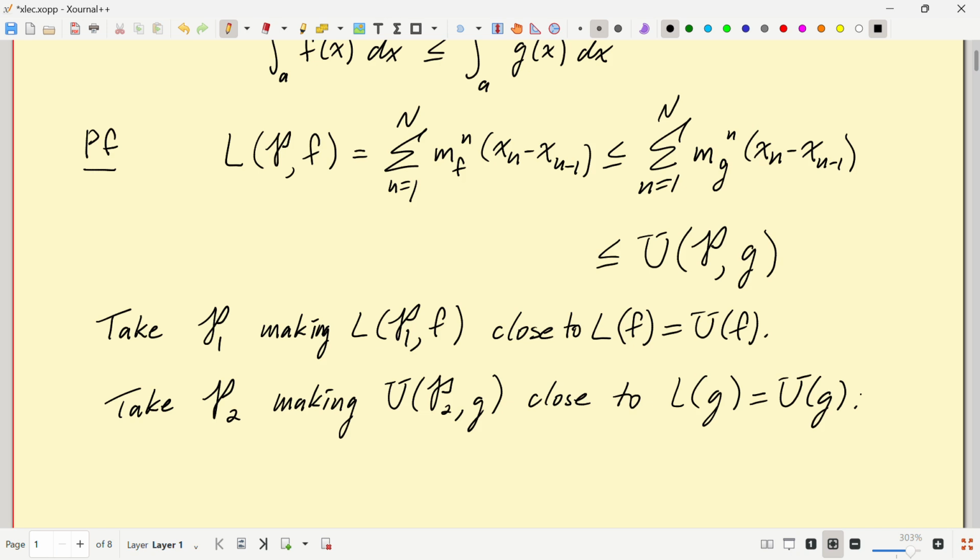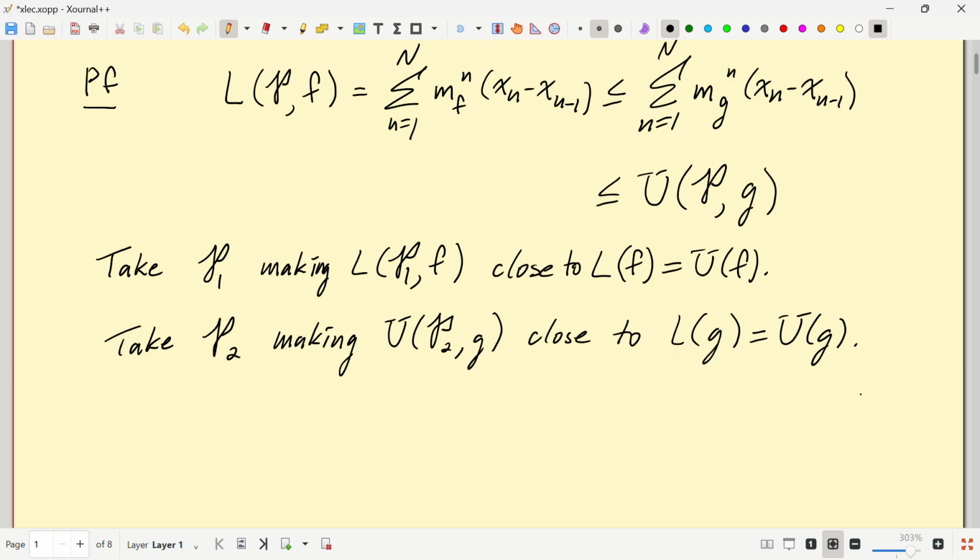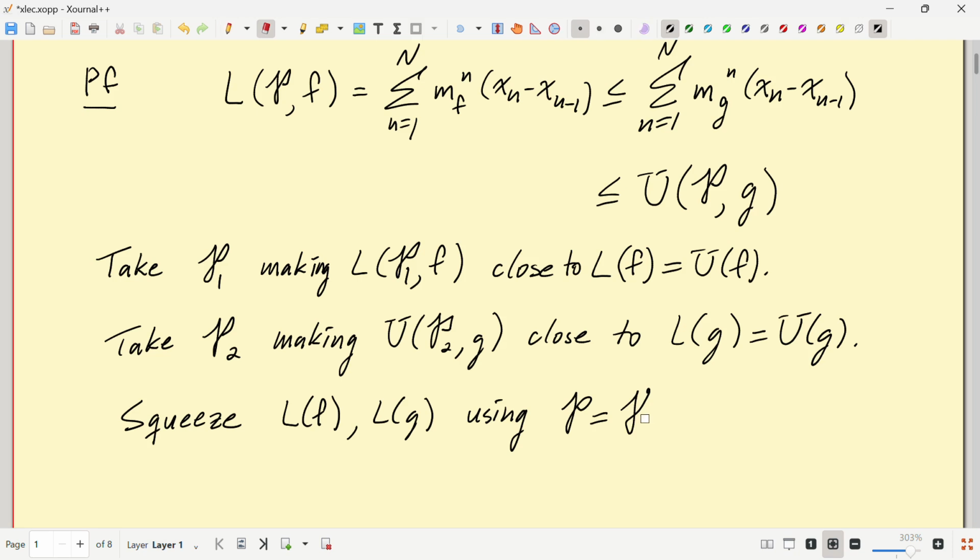And then when you look at this inequality for the union, those two things get squeezed even closer together. So we squeeze L_f and L_g, etc., all those numbers, using the union of those two in that inequality above, P equals P1 union P2. So it's a natural thing.